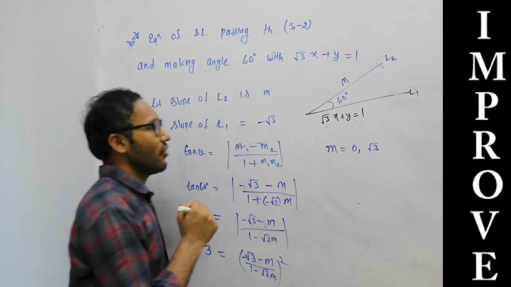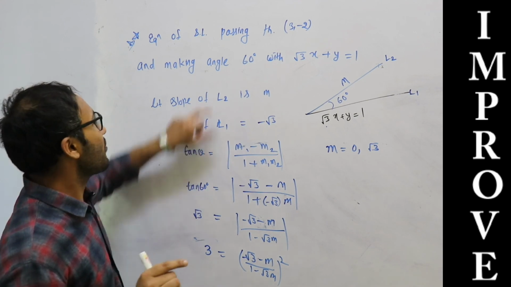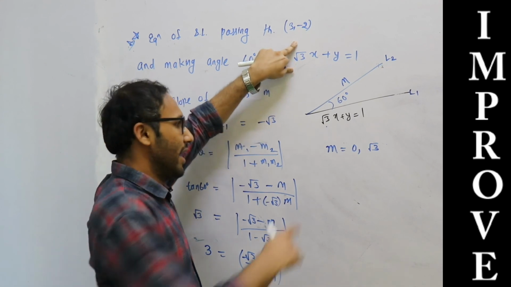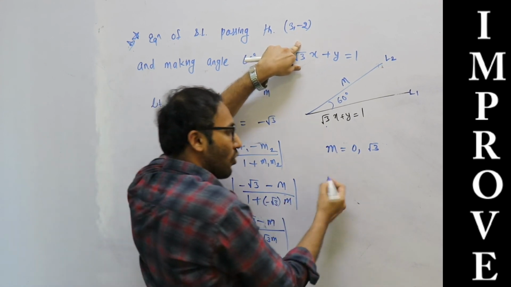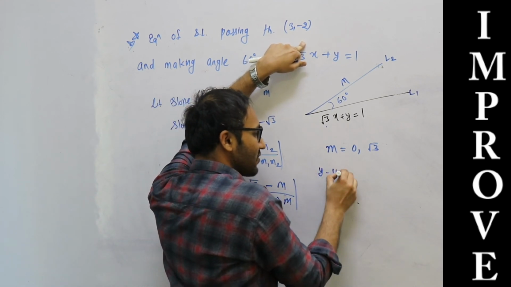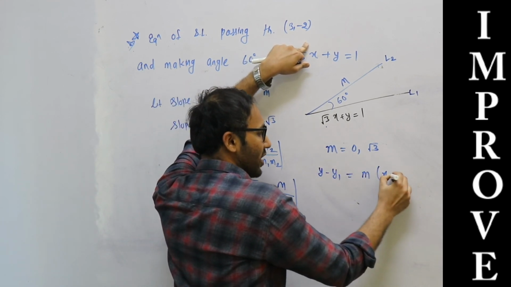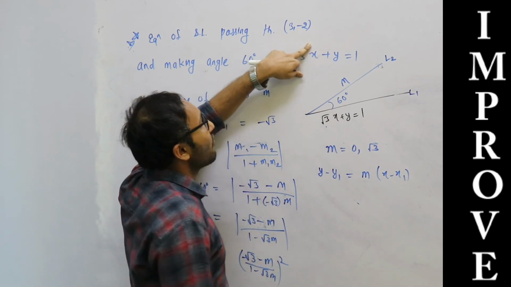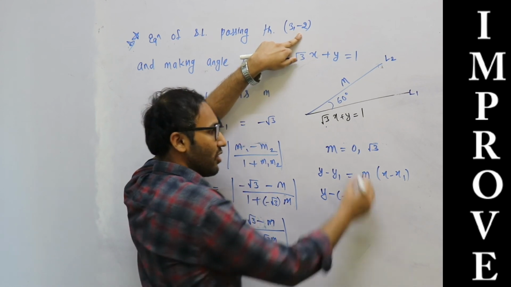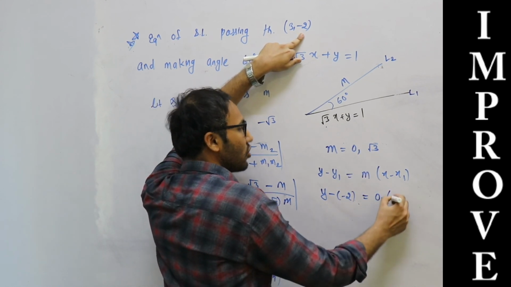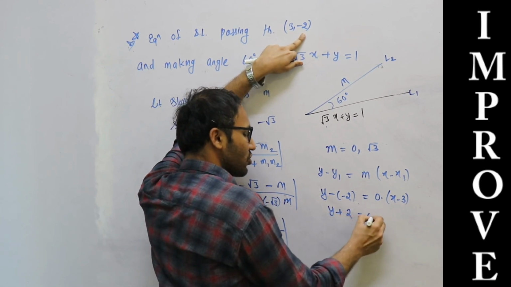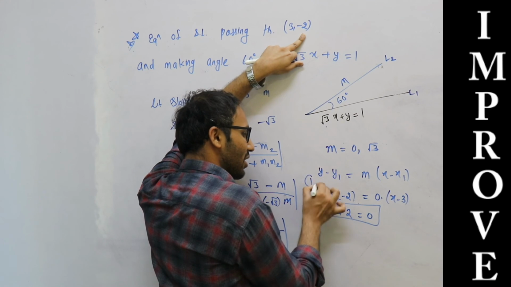Now what do you have to do? You have to find the equation of the line passing through (3, minus 2). Now the point is known and you know the slope. So how do we find the equation of a line having a point and a slope? The equation is y minus y1 is equal to slope into x minus x1. y minus y1 is y plus 2, and the slope is 0, so 0 into x minus 3. So y plus 2 is equal to 0. This is equation number 1.